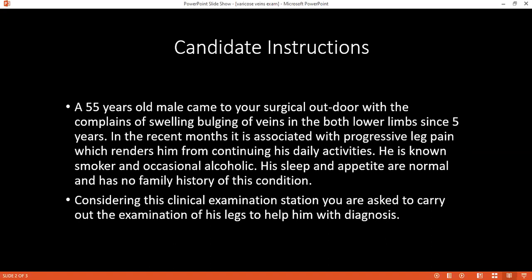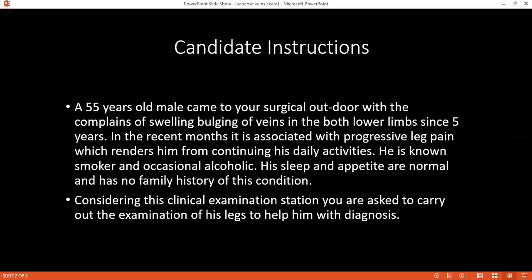Thank you, ma. First of all, I would wash my hands. I would introduce myself to the patient, and confirm the patient's name and age. Then I would take permission and explain what I'm going to do to the patient. Once I've obtained verbal consent, I would expose the patient.